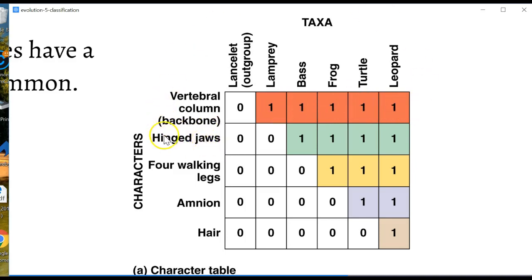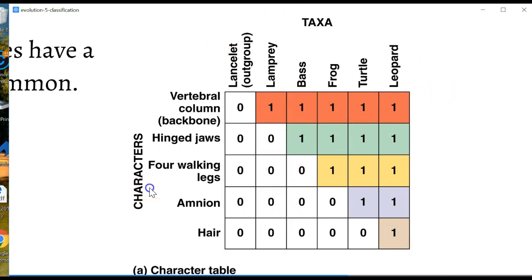Hinged jaws is another shared derived characteristic. You can see that the lancelet and the lamprey do not have hinged jaws, but these organisms do all have hinged jaws. And you can do the same thing with the four walking legs, the amnion, and the hare. And so what you can see here is that the leopard has all of these traits, but it shares a lot of traits with the other organisms in the line here.